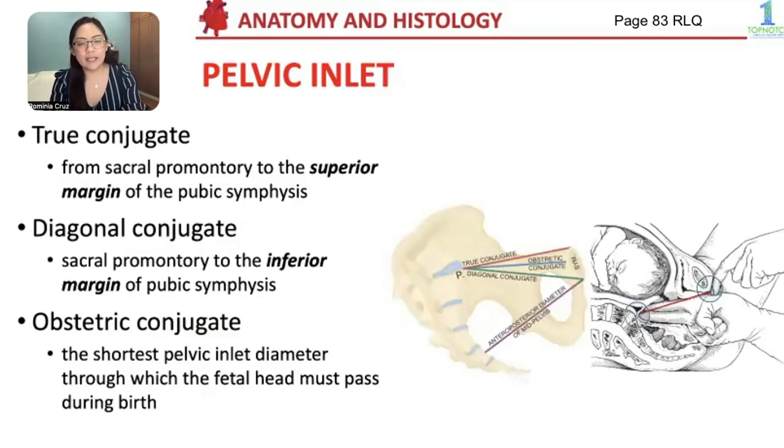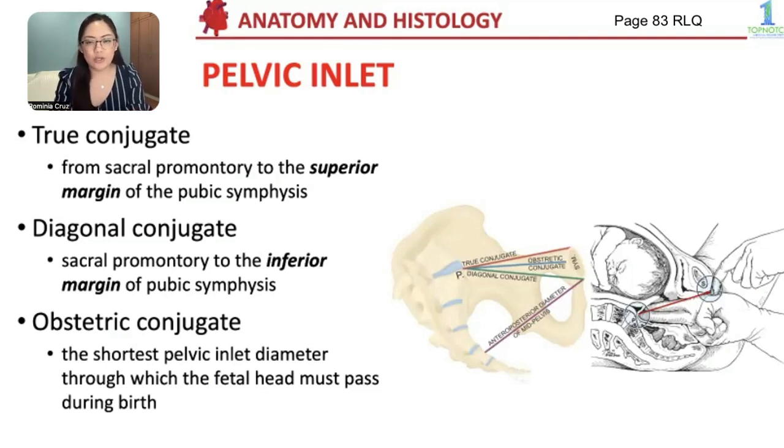Sa pelvic inlet natin, we have different conjugates that you can measure. You have your true conjugate. This is your true conjugate, which corresponds to the distance from the sacral promontory to the superior margin of your pubic symphysis. Your diagonal conjugate, which corresponds to the sacral promontory to the inferior margin of your pubis, and your obstetric conjugate. So among these 3, the most significant obstetrically would be your obstetric conjugate.